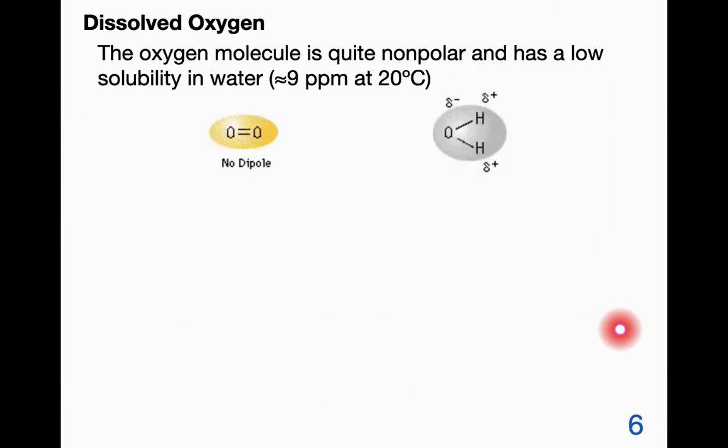Dissolved oxygen. The oxygen molecule is quite nonpolar and has a low solubility in water, about 9 parts per million at 20 degrees Celsius. The warmer the water would be, the less soluble the oxygen would be, the less soluble any gas would be. Now, oxygen is very nonpolar, but of course, water is very polar. If you've learned nothing else in my class, please remember that water is a very polar molecule. That's why it has such unique properties.